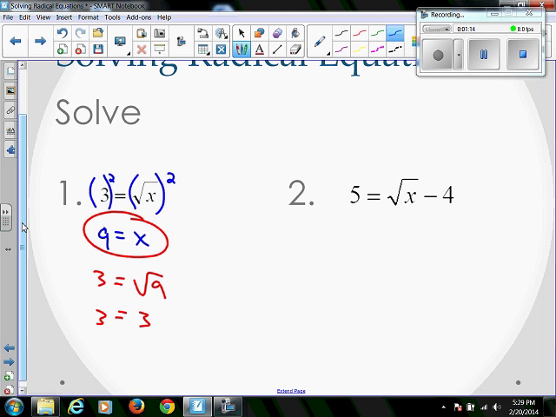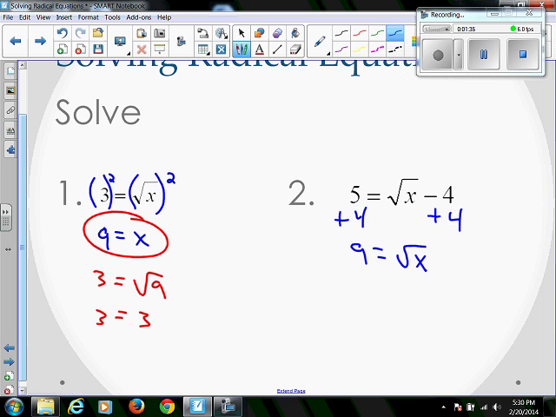Go back to your steps. I think our steps said we needed to isolate the square root, or the radical. In this case, it is the square root. So we have minus 4. We need to get rid of the minus 4. How? Plus 4. 5 plus 4 is 9 equals the square root of x.